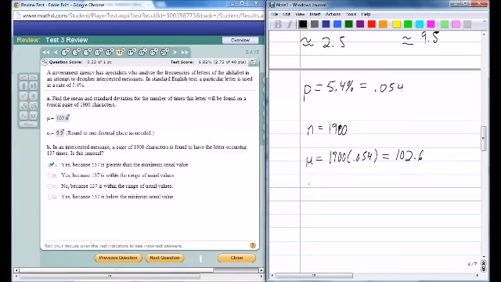Now the standard deviation, it's the square root of N times P times Q. So the square root of 1900 times P was 0.054 times Q. Remember how to find Q. Q is 1 minus P, so 1 minus 0.054. So that means that's going to be 0.946. Alright, and so multiply that out, take the square root, and you should get something close to 9.9.